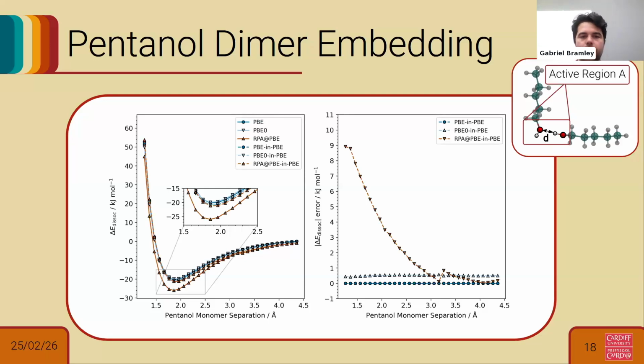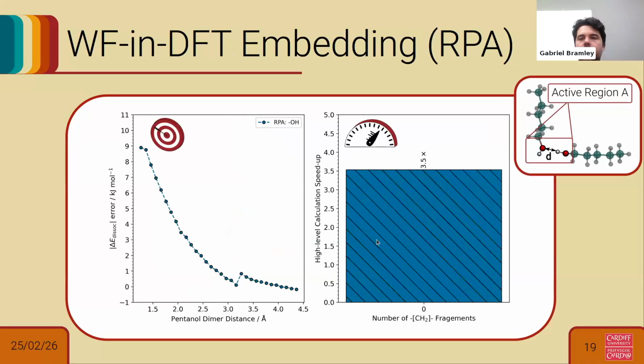But we run into a little bit of trouble when we start running RPA in PBE embedding. So what we have here is RPA at PBE and an error of about 9 or 10 kilojoules per mole at the closer extents. And although this decreases over distance, at the equilibrium distance between the two pentanol molecules, we end up with an error of about 3 kilojoules per mole. But we can ameliorate this error by increasing the size of our active region.